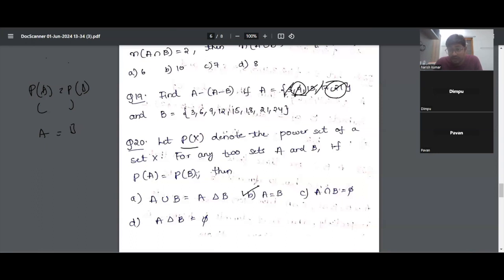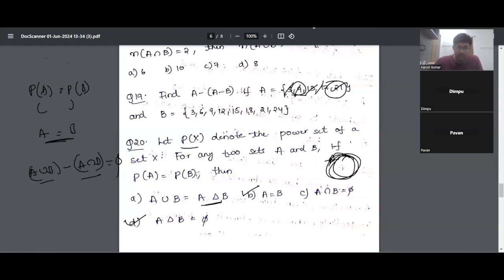Okay, are we done? No, there is more. What about A delta B? What is A symmetric difference B? That is A union B minus A intersection B. When A and B are equal, A union B and A intersection B are the same, right? Both of them will be the same. This is A and this is B. So A union B is also the same, and A intersection B will also be the same. That means this is a null set. So option D is also a right answer. Understood?